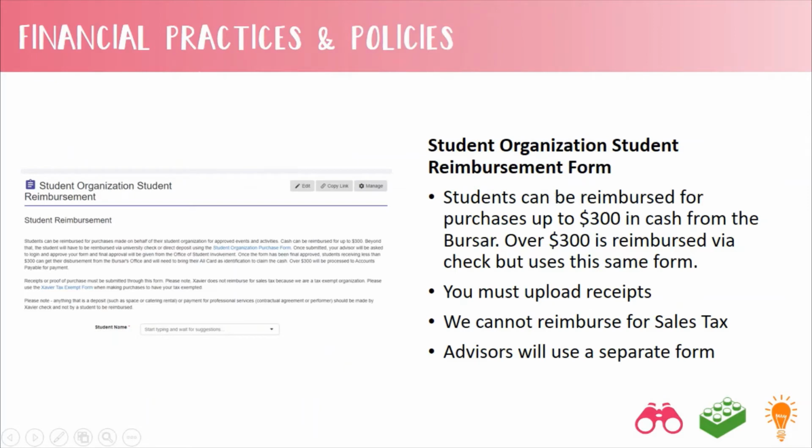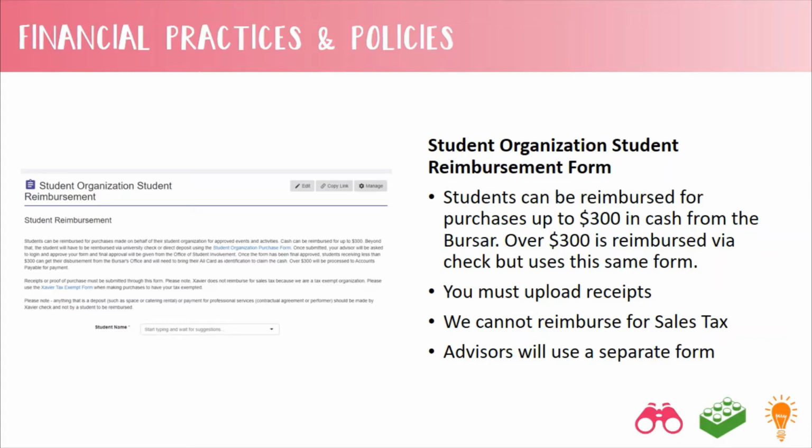The next form we're going to look at is the student organization student reimbursement form. So students can be reimbursed for purchases up to $300 in cash from the bursar, or they can be reimbursed for over $300 via check, but it still uses this same form. It's just processed a little differently on our end.